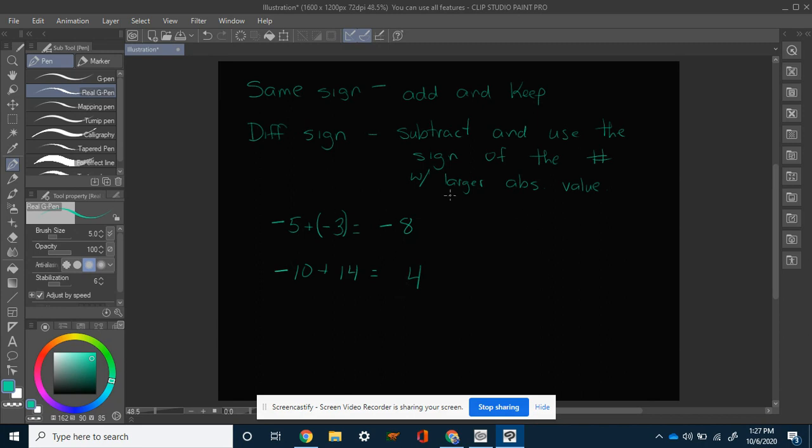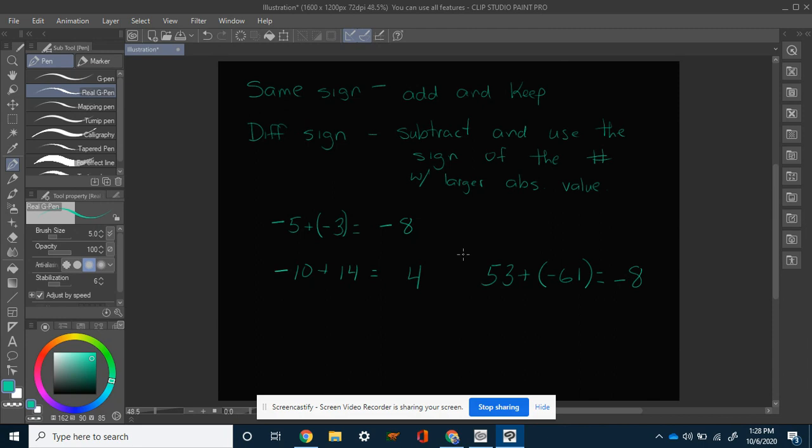All right, let's pretend we have a different problem. Let's say we had 53 plus negative 61. Okay, so different signs. We're going to subtract the numbers. 61 minus 53 is 8. The absolute value of 53 is 53. The absolute value of negative 61 is 61. So 61 is the greater absolute value, and therefore, the answer will be negative 8.